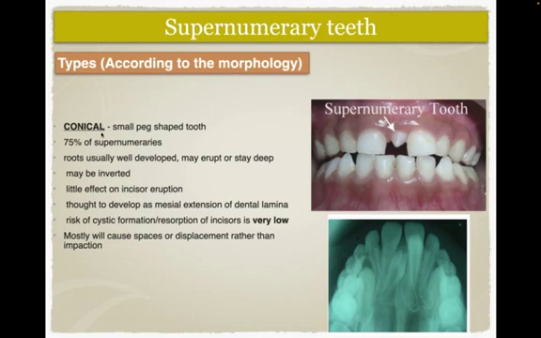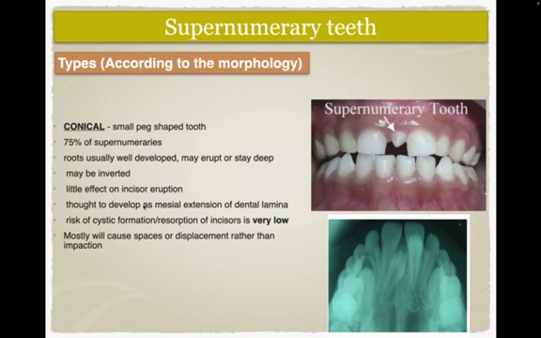The first one is called the conical supernumerary. It's a small, peg-shaped tooth. It represents 75% of the supernumerary, so it's the most common supernumerary. Usually, the root will develop and it may erupt or stay deep. So you can see the tooth is erupting or it will stay where it is. And usually, the tooth will have a root with it. It has little effect on the permanent incisor eruption. As we can see, it usually does not block the eruption. It does not cause impaction. It either causes nothing, as we can see here, or it can cause median diastema or displacement of the teeth. Sometimes if it erupts into the mouth, it causes irregularity.